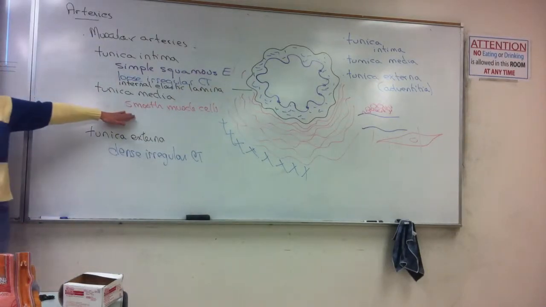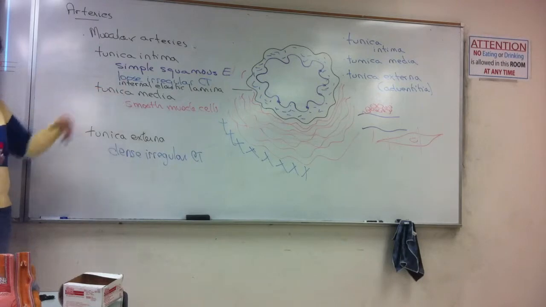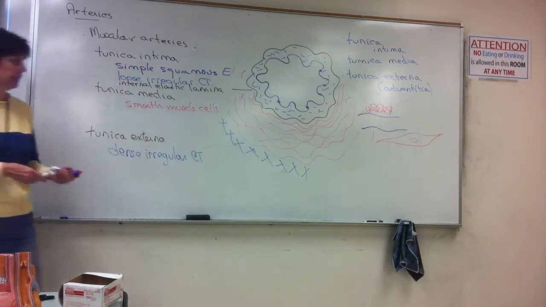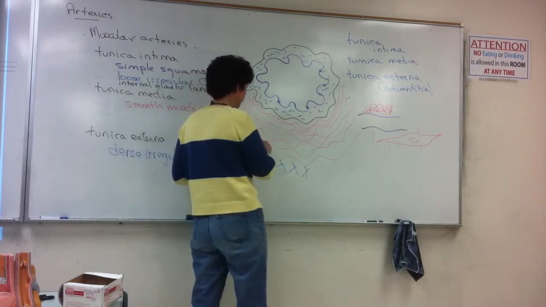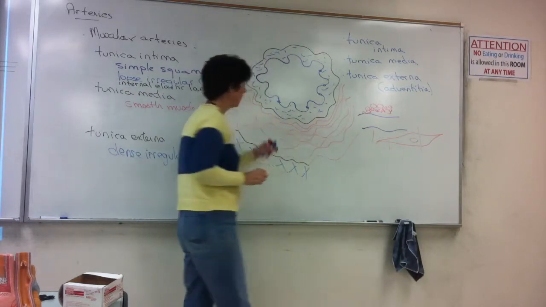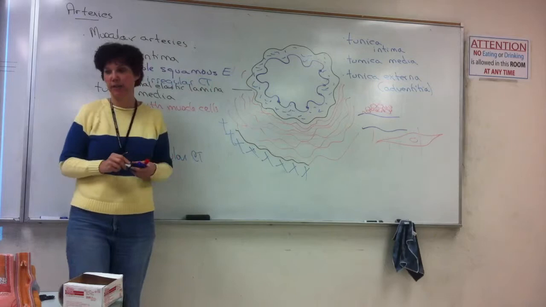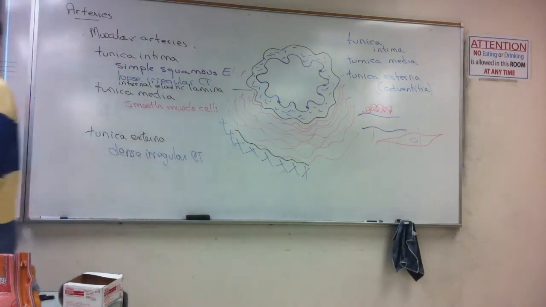The dark blue are collagen fibers. So lots of the sheets of elastic fiber, addition of the internal elastic lamina. I didn't mention it in my lecture this morning, but there's also an external elastic lamina between the tunica media and the tunica externa. You don't need to worry about that, but just for accuracy's sake, it's there.